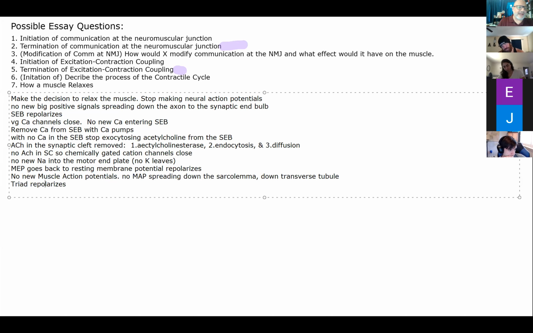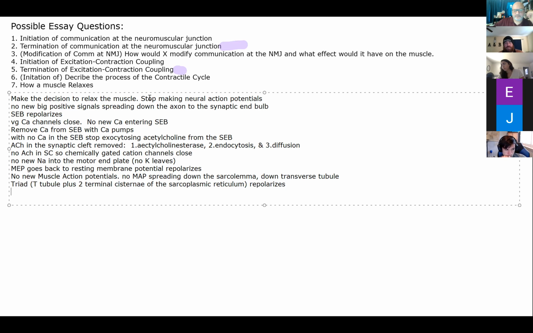Although we should probably say what the triad is. What is the triad? Transverse tubule. And the sarcoplasmic reticulum. Yep, and specifically the terminal cisternae. Excellent. So our triad repolarizes. And what happens when our triad repolarizes? The voltage gated calcium channels close.